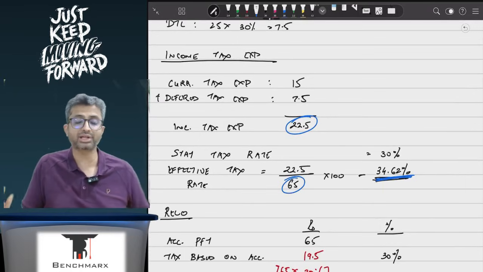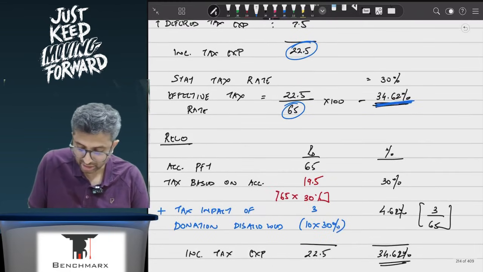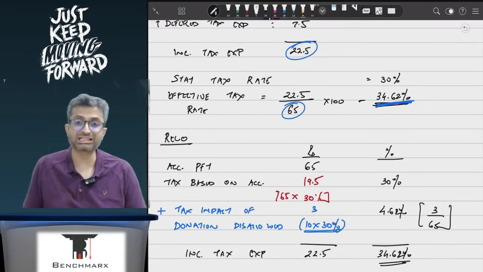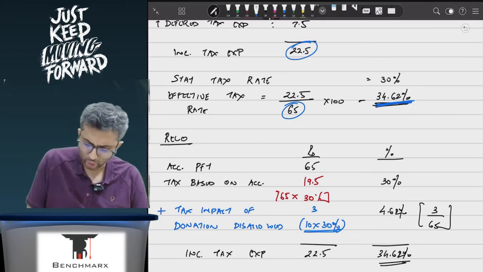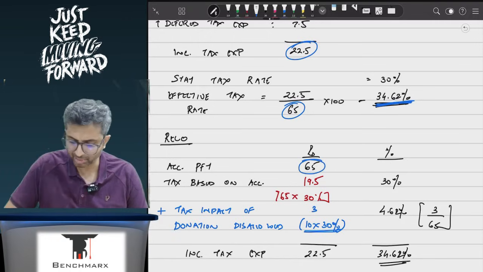Your statutory tax rate is 30%. Now why is there a difference? Well, the difference is because there are certain disallowances of 10 rupees on which you end up paying 30%, that is 3 rupees tax. So you can say that on accounting profit, ideally 65 rupees into 30% will come to 19.5.